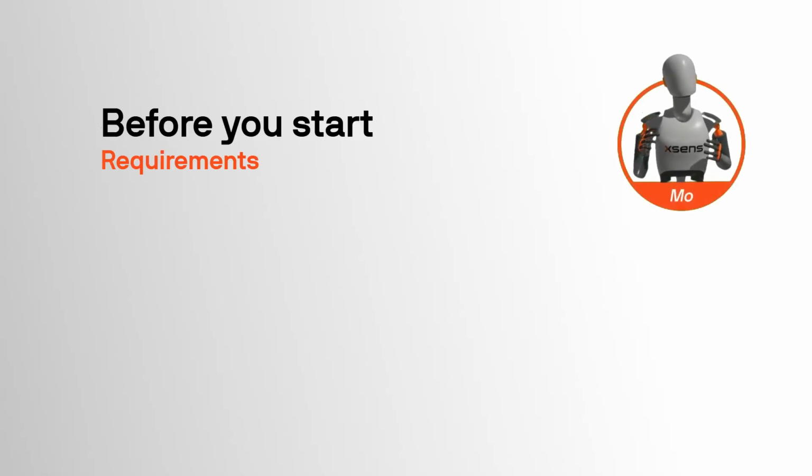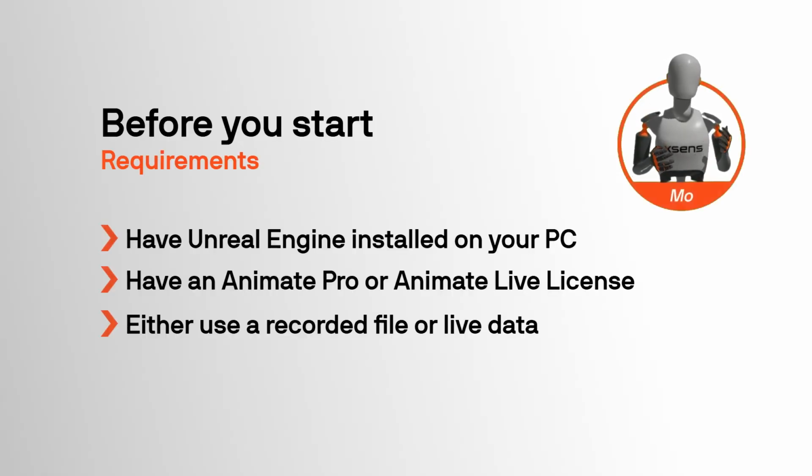Before you start, make sure you have Unreal Engine installed. You have an Animate Pro or Animate Live license. Lastly, that you have a recorded file or you are using live data from Xsens. Let's start by downloading and installing the plugin.